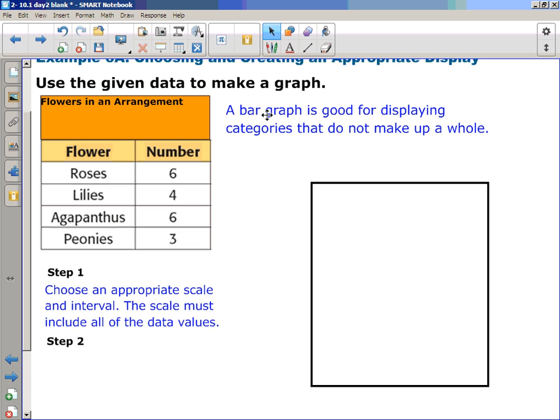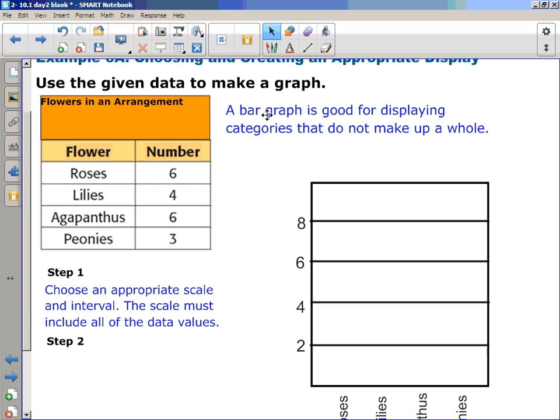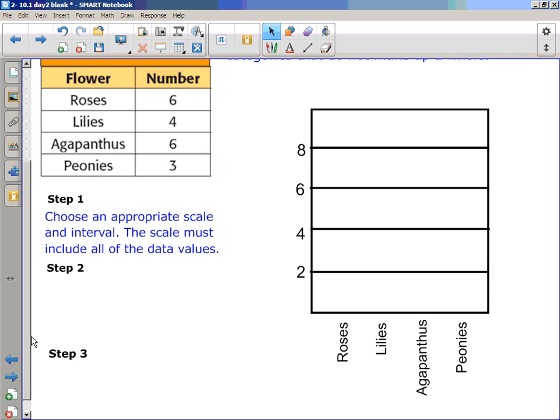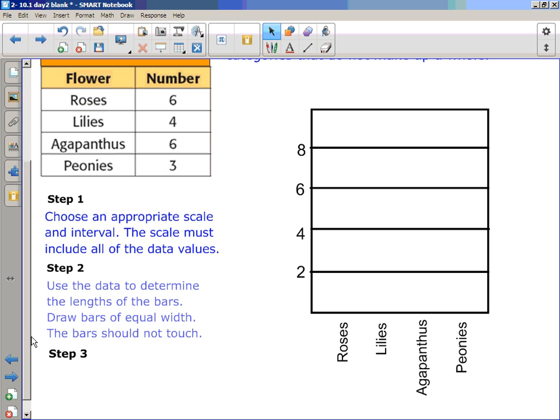Choose an appropriate scale and interval. The scale must include all of the data values. So we would look at values from 0 to 8, and we've got our roses, lilies, and that bottom one there, agapanthus, and peonies. Next step is to use the data to determine the lengths of the bars.